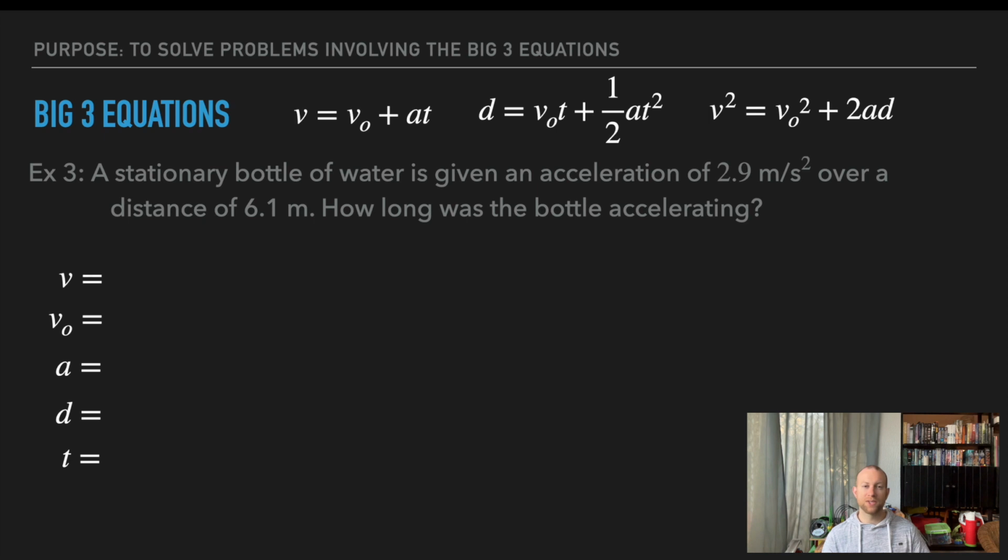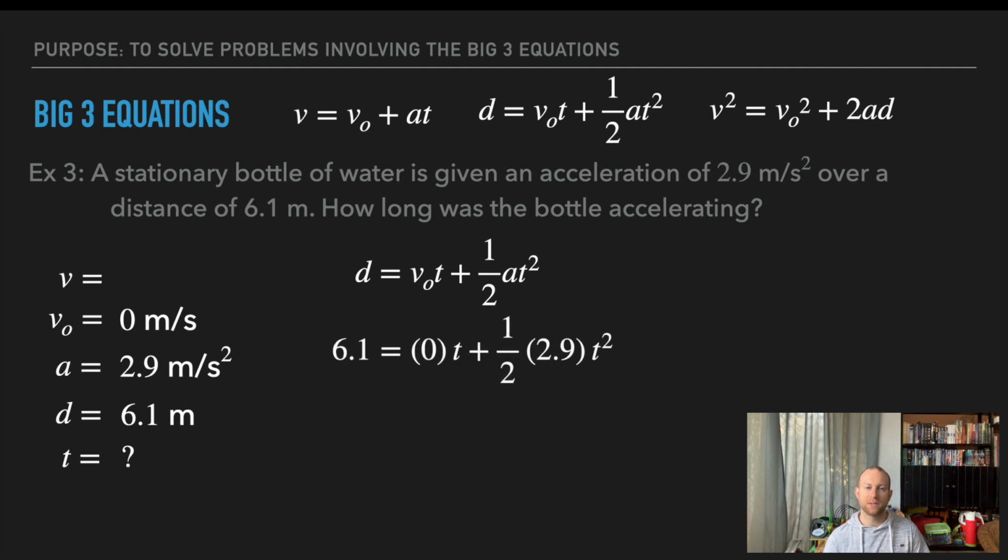Next one, we've got a stationary water bottle. It's given an acceleration over a distance. We want to know how long it was accelerating. So in this question, we are told it's a stationary water bottle. If it's stationary or at rest, same thing, the initial velocity is 0. Acceleration is given. Distance is given, or displacement since it's in a straight line. How long was it accelerating? That's time. So again, which equation involves all four of those, but not final velocity? That's the middle equation up top.